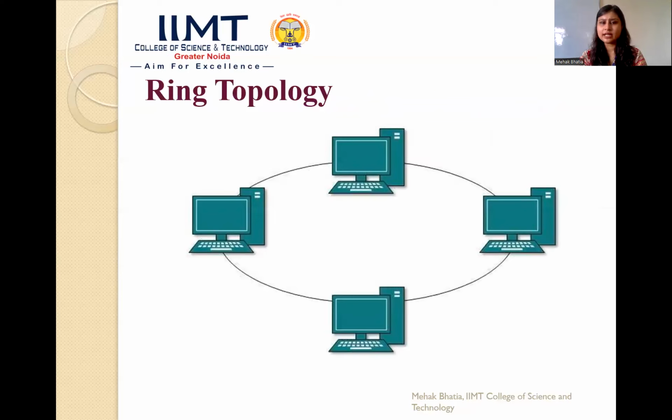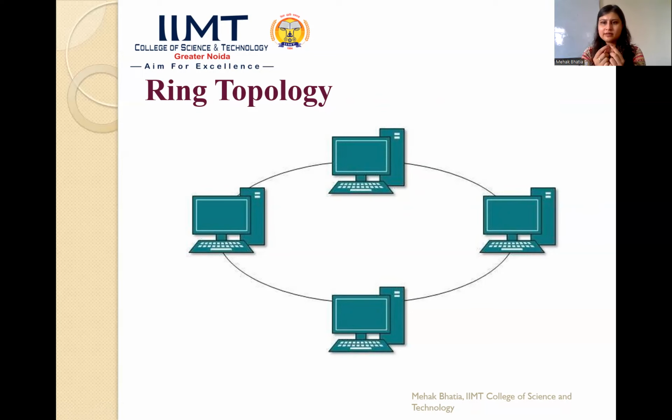Now let's move on to the next topology, ring topology. As you can see in the diagram, all the devices in the ring topology are connected to one another. They are connected adjacent to one another in a ring form. So that means the first device is also connected to the last device.